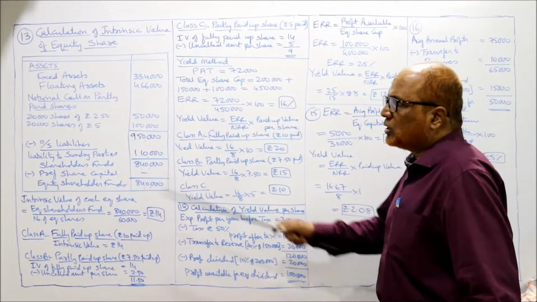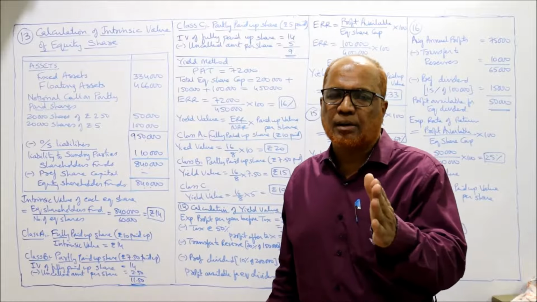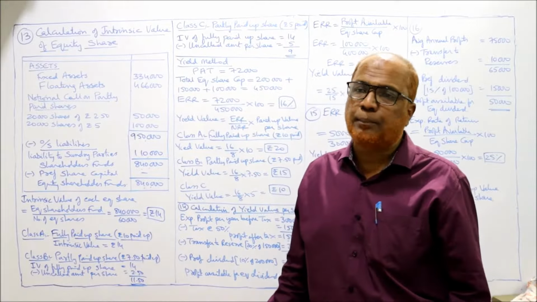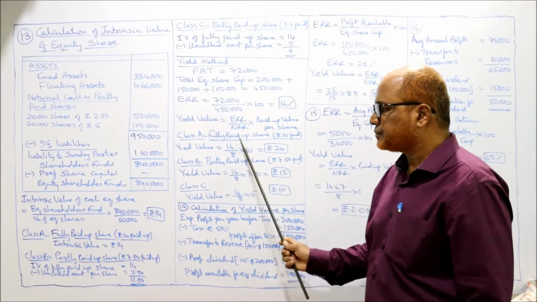That's all. So this is the same problem what we have done in the previous problem also. Some shares are partly paid up, some shares are fully paid up. This is the procedure of calculating intrinsic value and yield value.